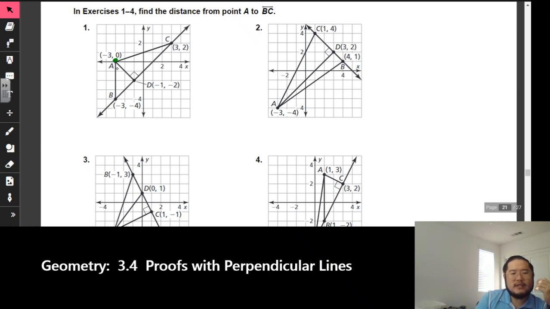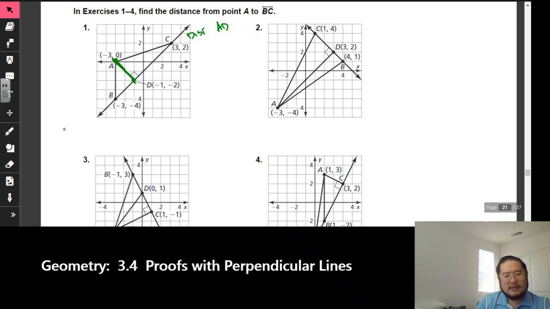Now remember, you can see we have three different lines that go from this point to line BC. But the only one that I care about when I want to find the distance is this one, because this segment is perpendicular to the line. So what I need to find is the distance of segment AD. They give us points, so all you need to do is use the distance formula.